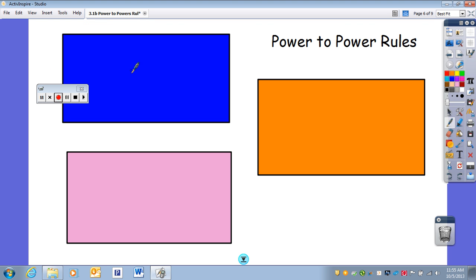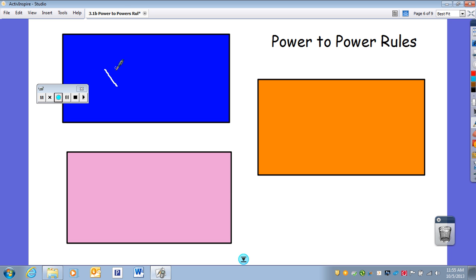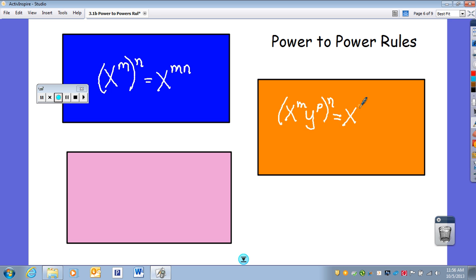So for our power to a power rules that we want to use, what we can say is that if we have a base that has an exponent and it's raised to another exponent, called a power to a power, I simply can multiply those two together to get my new exponent. If I have two bases that are being multiplied together in the same expression and they are being raised to another power, I can simply keep the first base and multiply the two exponents together, and then I have my second base and I can multiply the two exponents together.